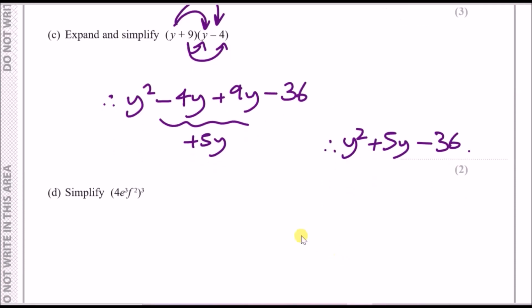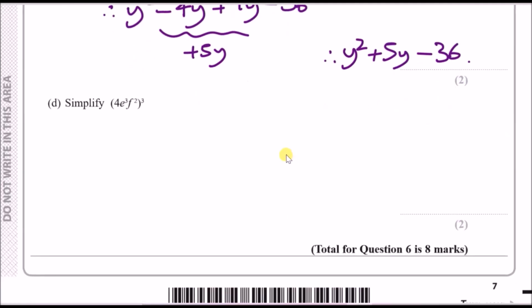Alright, so I'm really liking these questions so far. They're not too bad. Now D, simplify this thing here. Ooh. There's a super easy trick to this. If all of this is powered by something, just stick power 3 to all these terms. In this case, you've got 4 to the power 3. Because you've got power 3 already on e, it'll be 3 times 3, which is 9. For f to the power 2, there'll be 2 times 3, which is 6. And this would be your answer.